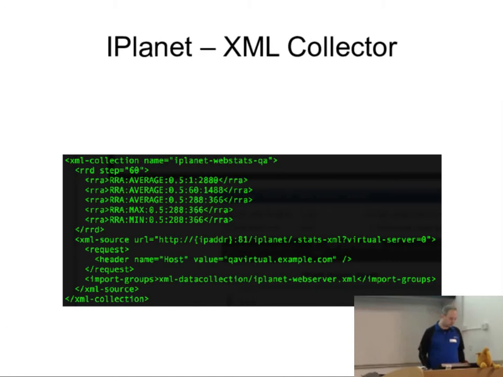So, I just have another example of the data collection that we were using for it. This time it actually shows being able to give an additional request header out to the server as it's doing the HTTP GET from the server. That was something that the initial version of the XML collector didn't have, and then was added in at a later time.